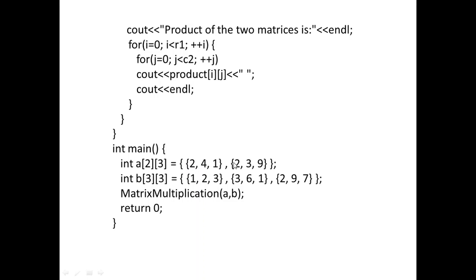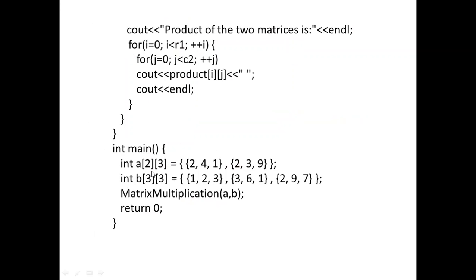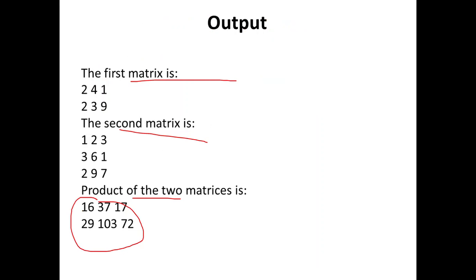So a of 2, 3. Two row elements are given, and these elements of b are also given here, and matrix multiplication ab, that means this is the function call. When we call the function matrixMultiplication ab, what will happen? These values will be passed to the function definition, and our function definition is defined here, right? So return 0. Okay, so this is the entire concept of how to multiply two matrices. Thank you.